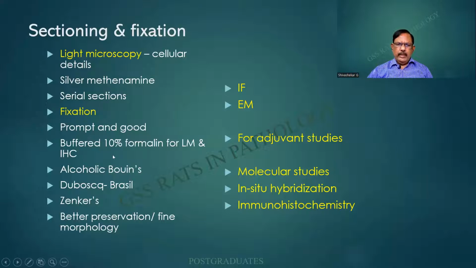Fixation has to be prompt and good. 10% buffered formalin is fine for light microscopy. Immunohistochemistry is again something that we should have in mind. We can retrieve it later on even from a paraffin block. The other fixatives are Zenker's, and in this there can be a better preservation of the morphology.